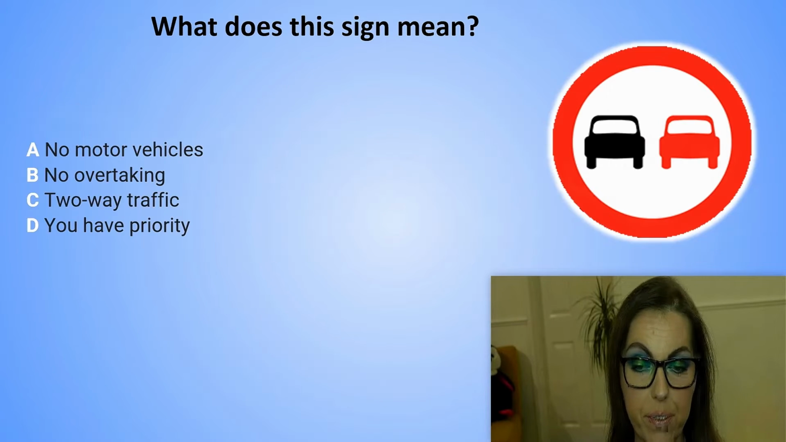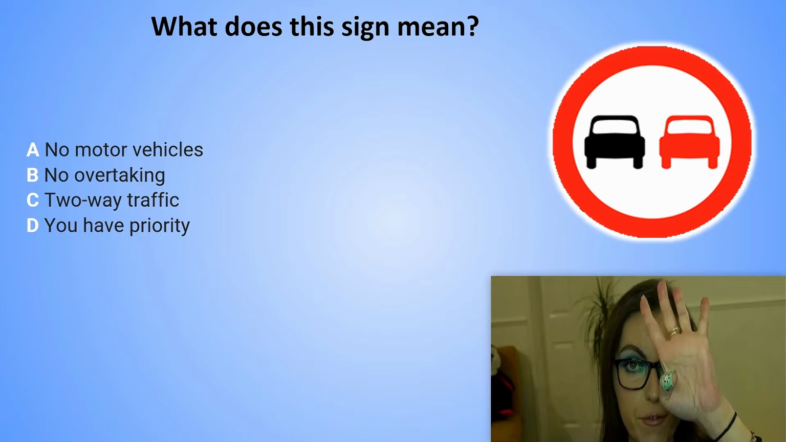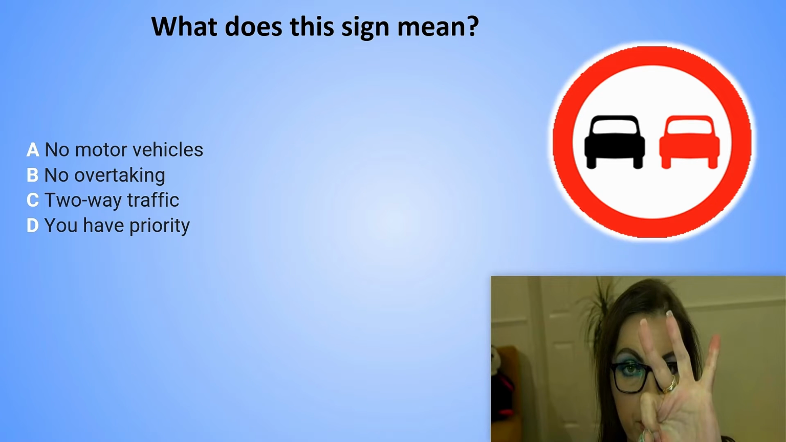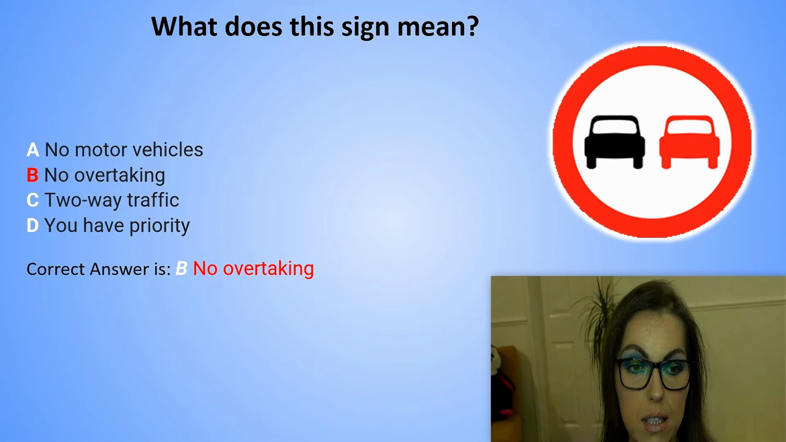Next question. What does this sign mean? A, no motor vehicles. B, no overtaking. C, two-way traffic. Or D, you have priority. 5, 4, 3, 2, 1. The correct answer is B, no overtaking.